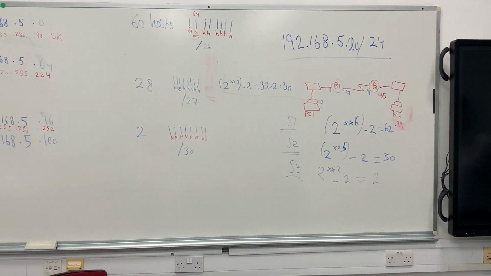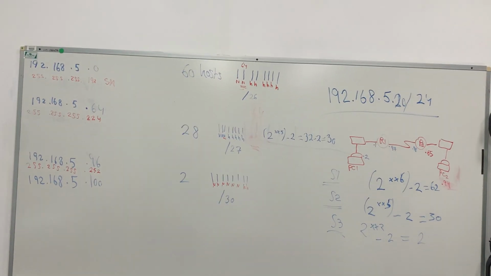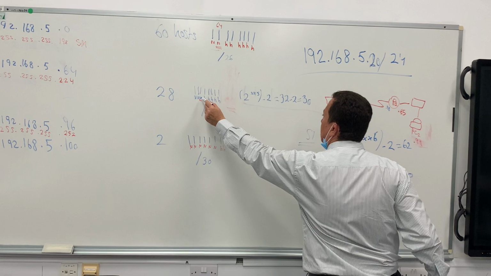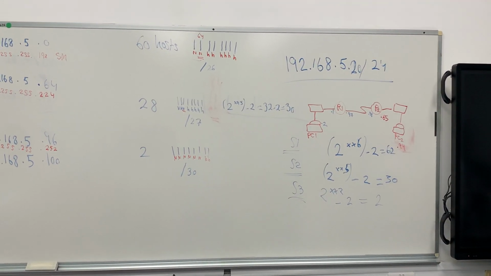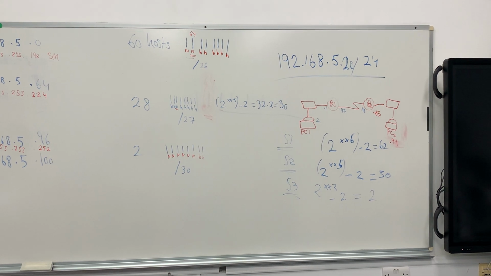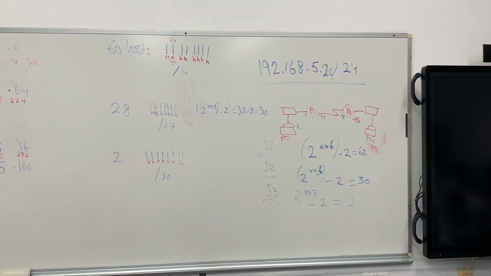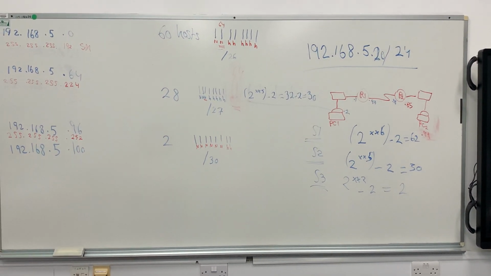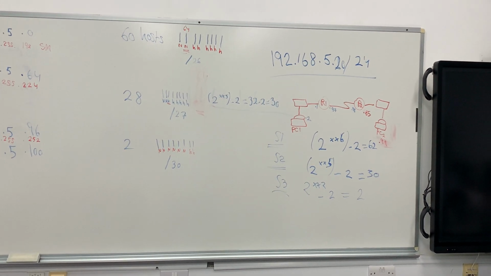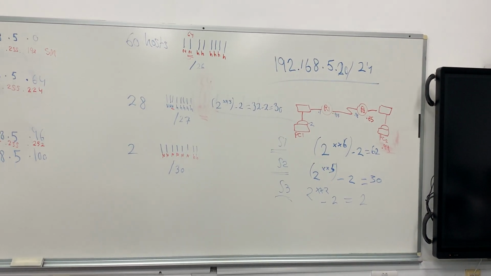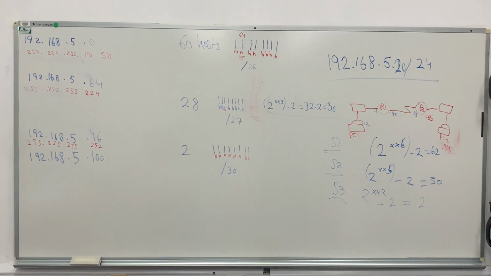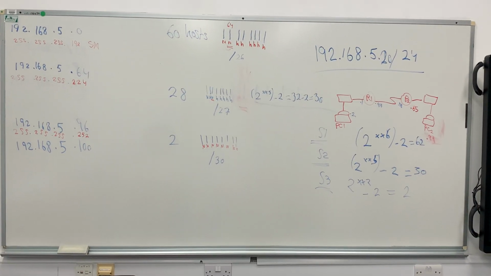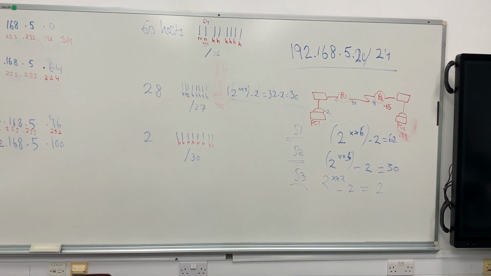So here my magic number will be 32. My subnet will be .64 up to .96, and my first usable host address will be .65, and my last usable host address will be .94.